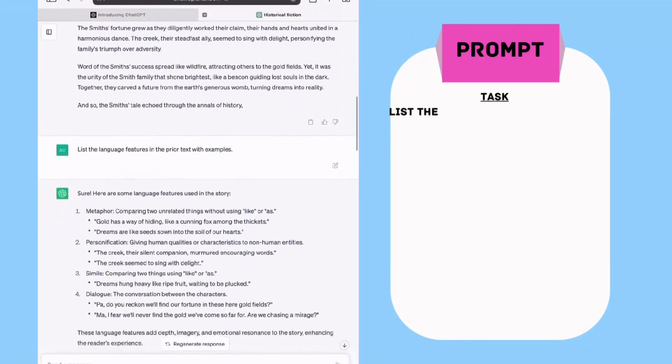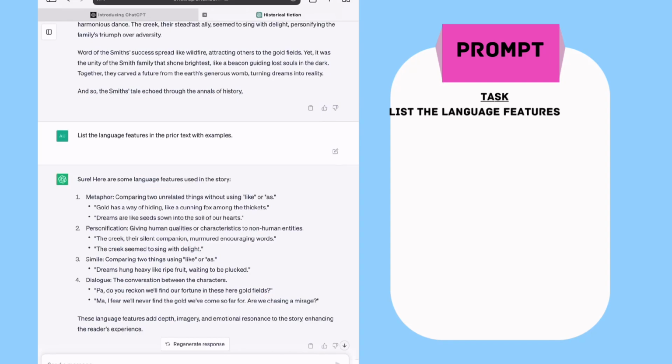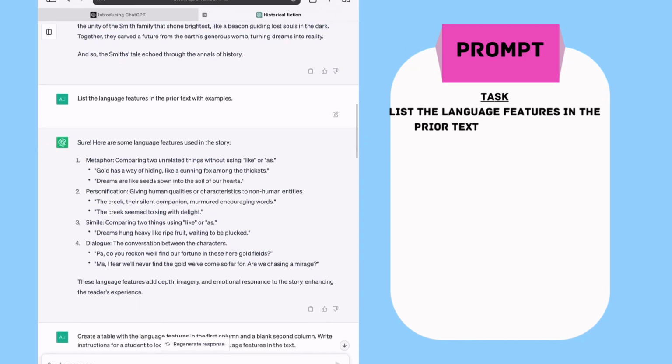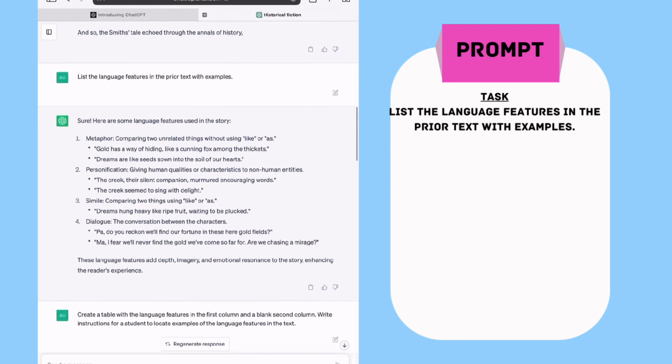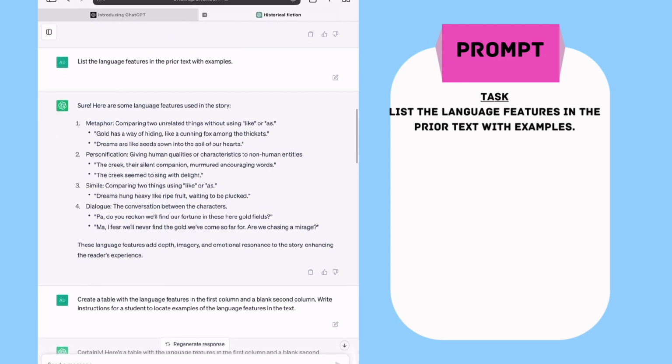From there, I wanted to look at some of the language features that it included in the text. So I simply put in the prompt, list the language features in the prior text with examples. I did this because I want to create an activity where the students find the language features. So I put this prompt in first so that it acknowledged what language features were there, giving me answers as well. That way I can also double check I agree with which language features it thinks it contains.